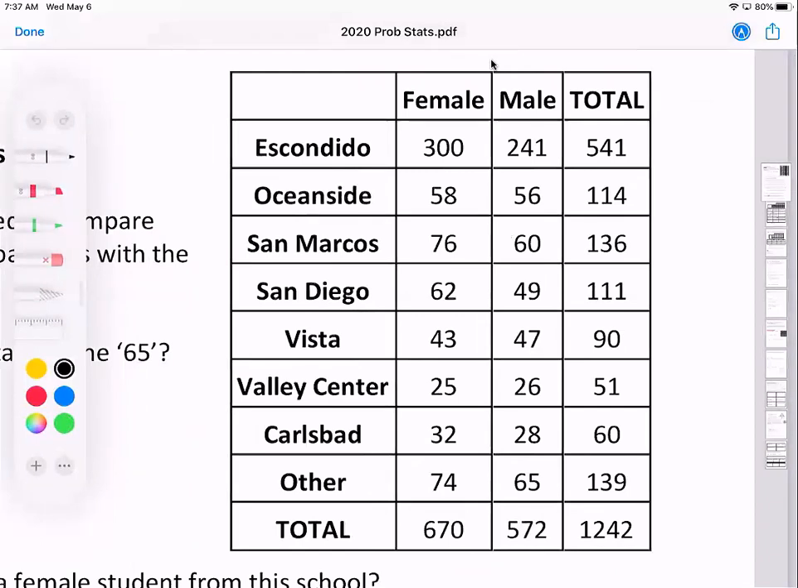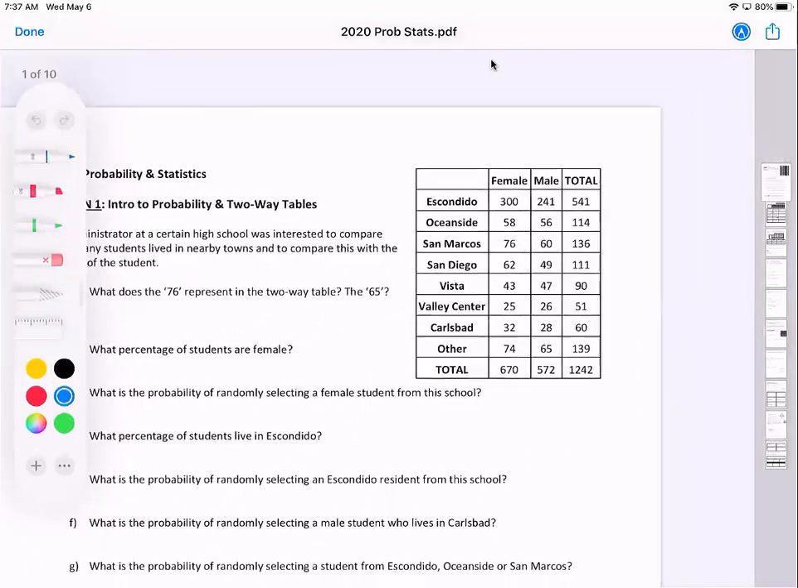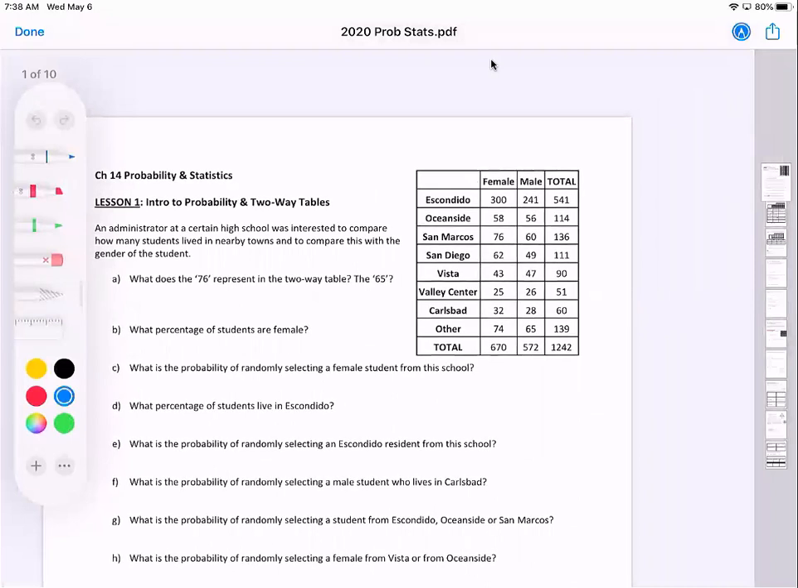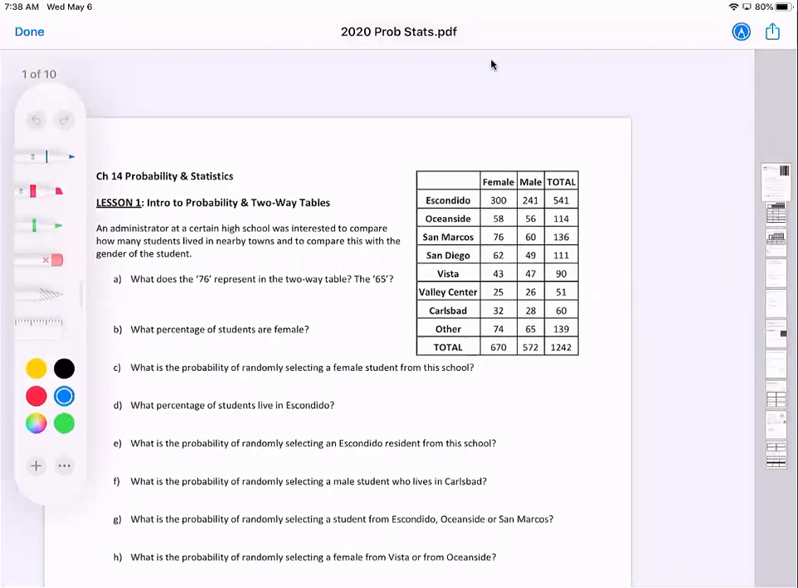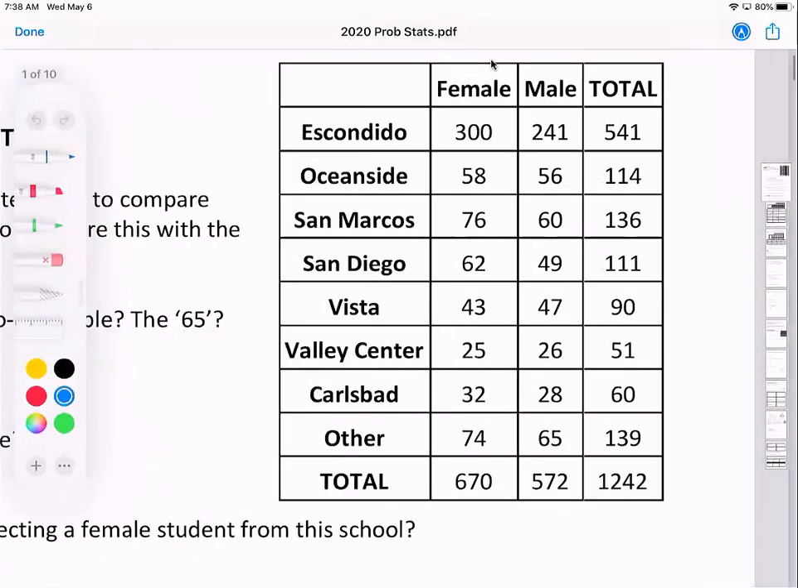Here's some data that a certain teacher pulled from a certain school pathways website. As the question says, an administrator at a certain high school was interested to compare how many students who attend the school lived in nearby towns, and to compare this with the gender of the student. So for two-way tables, we have the different towns that students live in, Escondido, Oceanside, San Marcos, etc. Now, there are quite a few towns that these students can come from, so there's a big other category. And then we have if they've been identified as male or female.